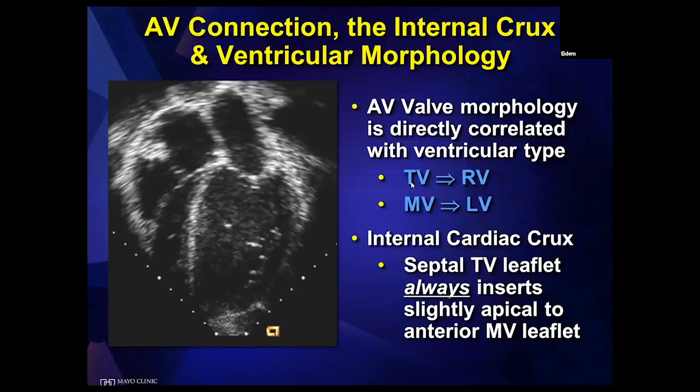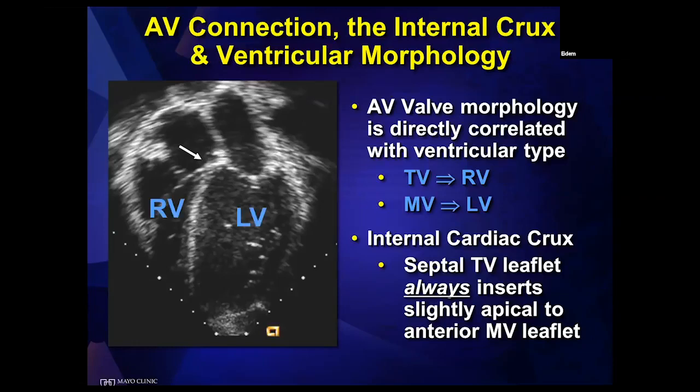The tricuspid valve always empties into the right ventricle. The mitral valve always empties into the left ventricle. So in this example, this is a tricuspid valve. It empties into a morphologic right ventricle. This is a mitral valve inserted higher at the cardiac crux, and it empties into a morphologic left ventricle. Again, always focus on the cardiac crux.